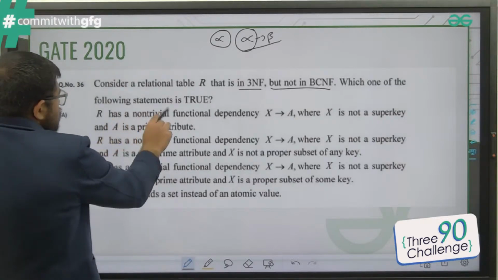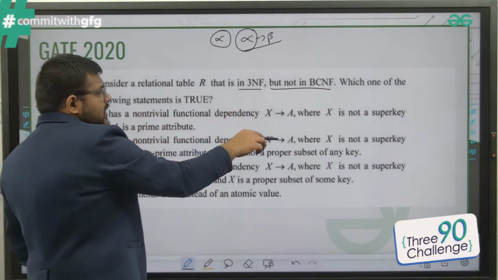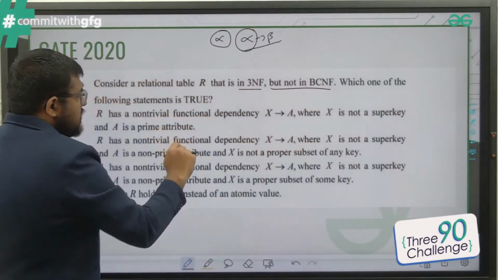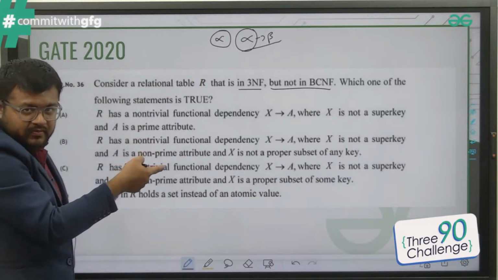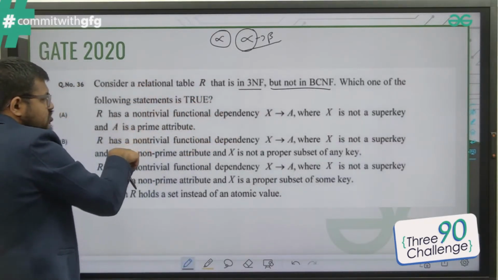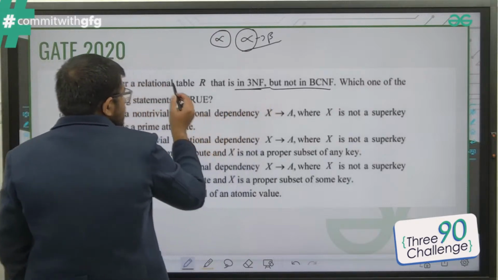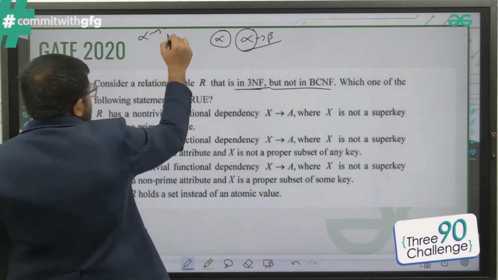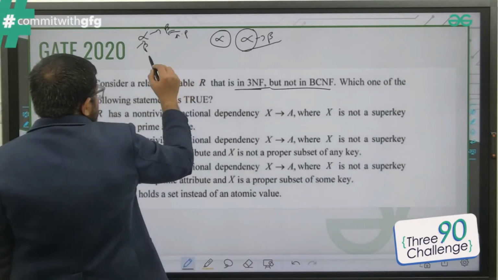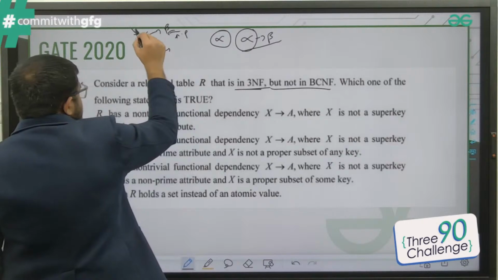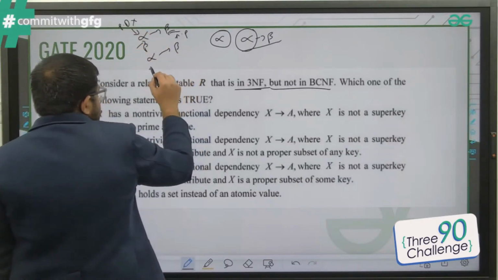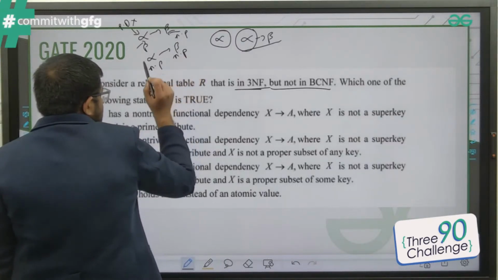Option A: R has a non-trivial functional dependency X to A where X is not a super key. If it is not a super key, it means it is violating BCNF, and A is a prime attribute. Why should it be a prime attribute? Because it is in 3NF. Are you getting my point? In 2NF, we had alpha to beta where alpha was a prime attribute and beta was a non-prime attribute, so there must not be any partial dependency. And in 3NF, there must not be any transitive dependency, so non-prime to non-prime must not be there, right?